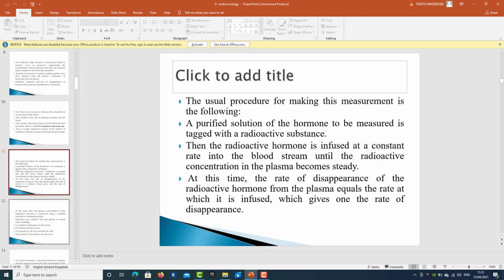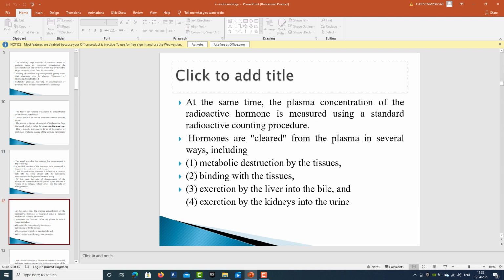The usual procedure for making this measurement is that a purified solution of the hormone to be measured is tagged with a radioactive substance, then the radioactive hormone is infused at a constant rate into the bloodstream, and later the radioactive concentration in the plasma becomes steady, and at this time the rate of disappearance of the radioactive hormone from the plasma equals the rate at which it is infused, which gives one the rate of disappearance. At the same time, the plasma concentration of the radioactive hormone is measured using a standard radioactive counting procedure.